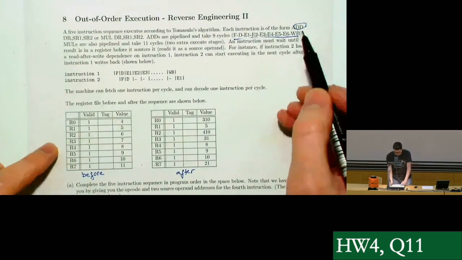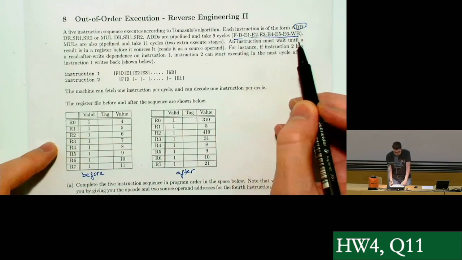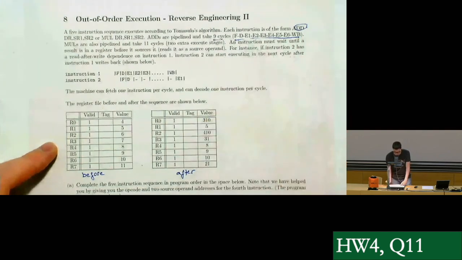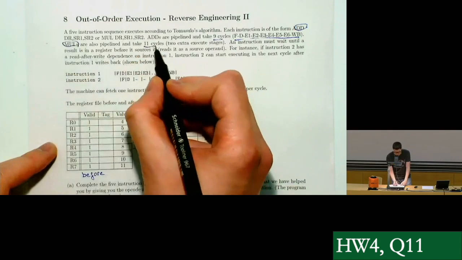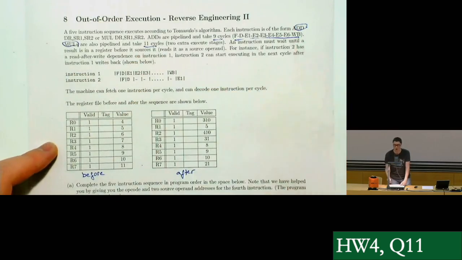As I said, the add instruction has those stages here. I think in total it's 9 cycles. Yes, it says it here. And then for multiply instructions, we have 11 cycles in total, so 2 more cycles in the execution stage.